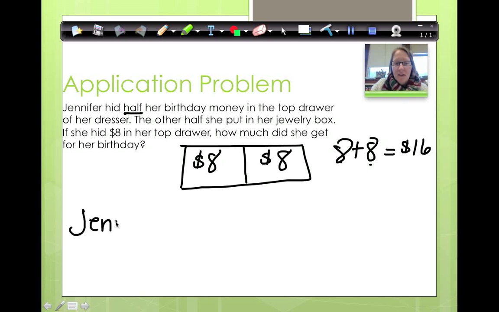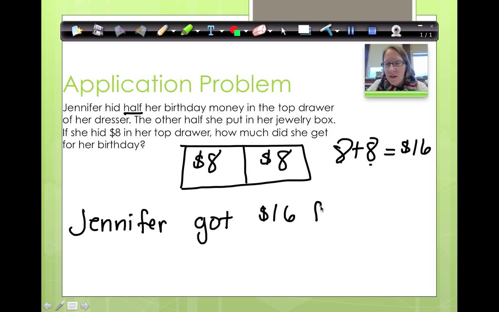Jennifer, spell her name correctly because it's right above you, got $16 for her birthday.